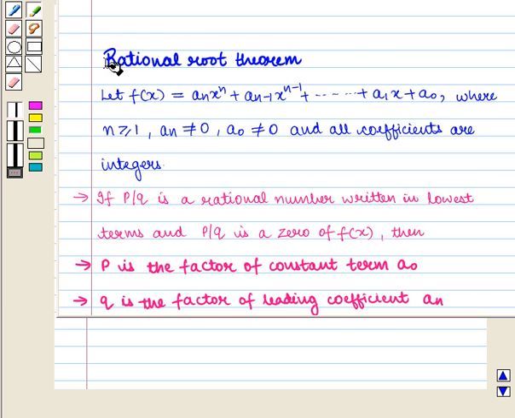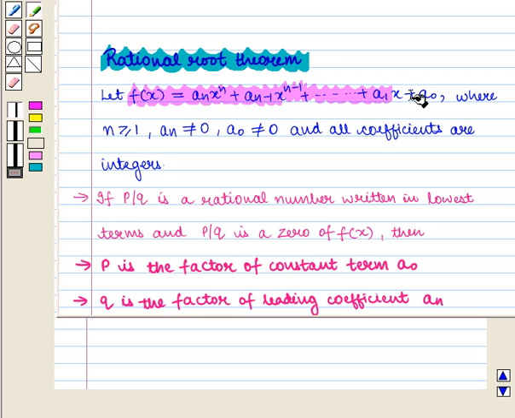We know that the rational roots theorem states: let f(x) = aₙxⁿ + aₙ₋₁xⁿ⁻¹ + and so on up to a₁x + a₀, where n is greater than or equal to 1, aₙ is not equal to 0, a₀ is not equal to 0, and all coefficients are integers.